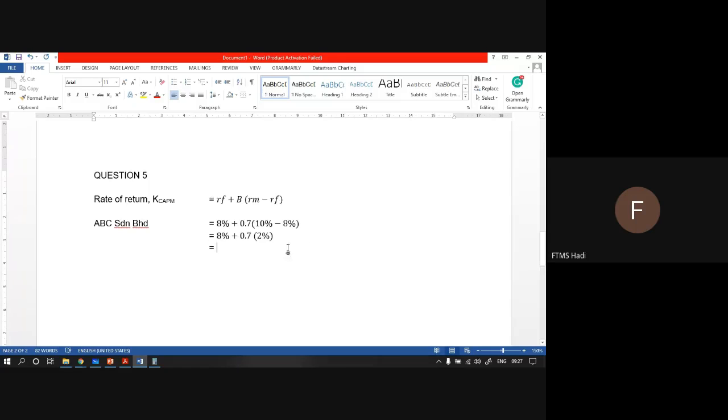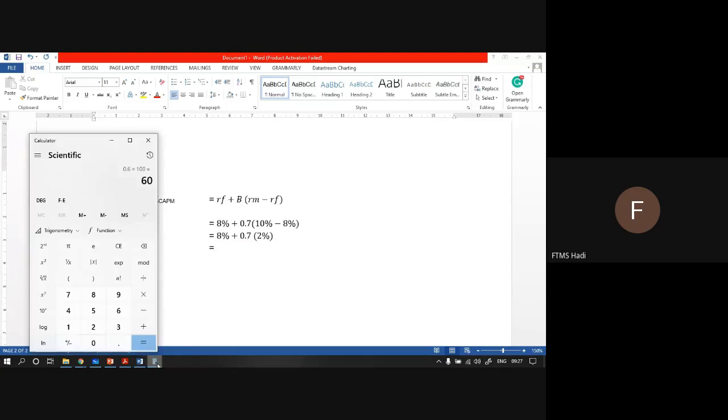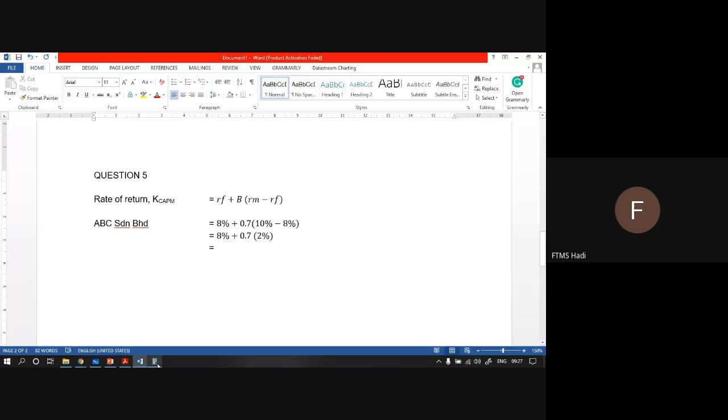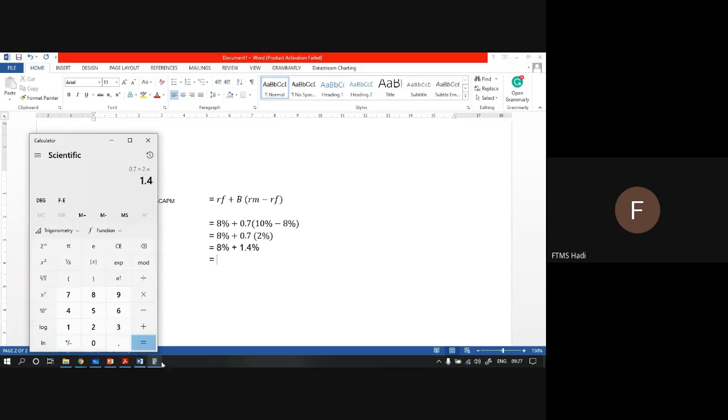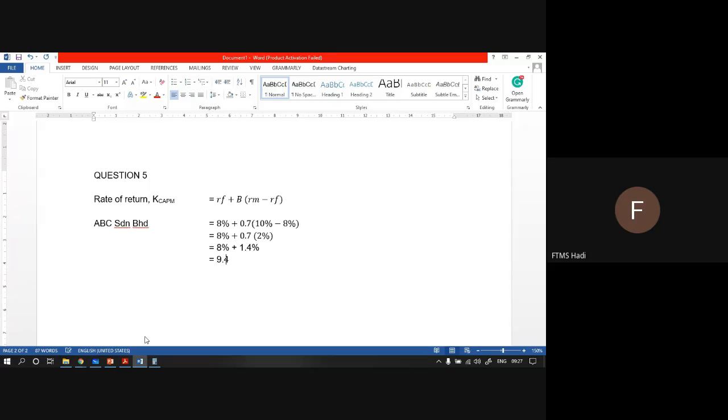And then this one, you need to resolve the bracket. 0.7 multiplied by 2%. You don't have to divide by 100 for percentage. 0.7 multiplied by 2 is 1.4. 8% plus 1.4, so you will get the answer of 9.4. That is the first part.